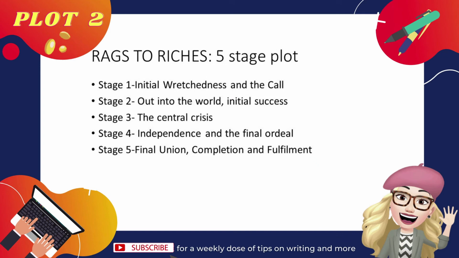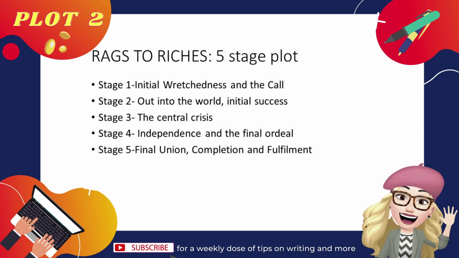So we can see that according to Christopher Booker, we have 5 stages in the plot structure for Rags to Riches. The first stage is what he calls initial wretchedness at home and the call. The second stage is out into the world and the initial success. The third stage is the central crisis. The fourth is independence and the final ordeal, before we have stage 5, the final union, completion and fulfillment.